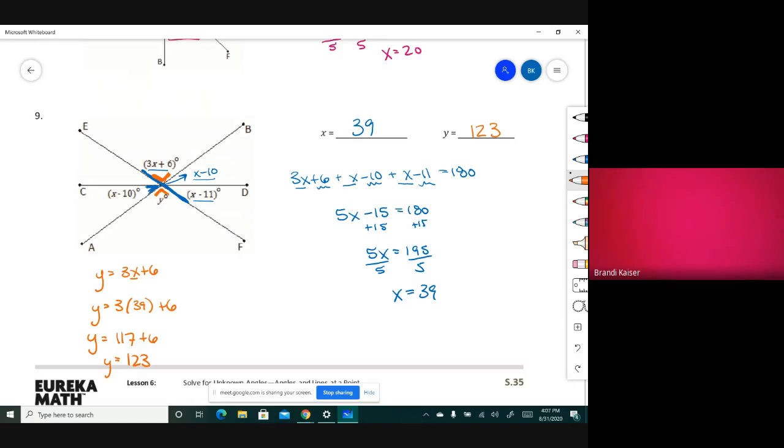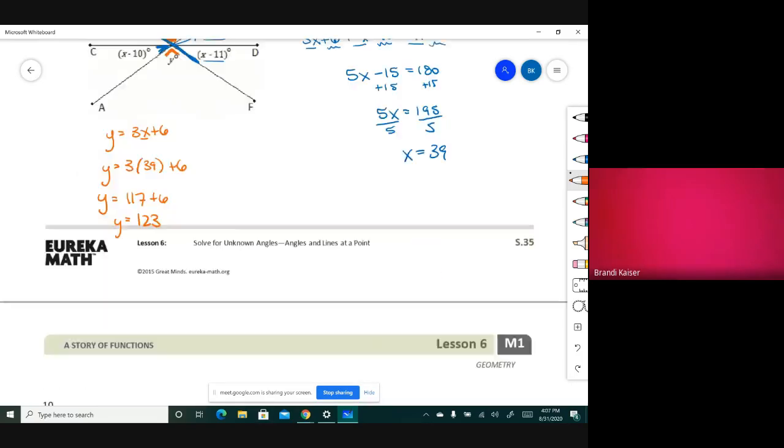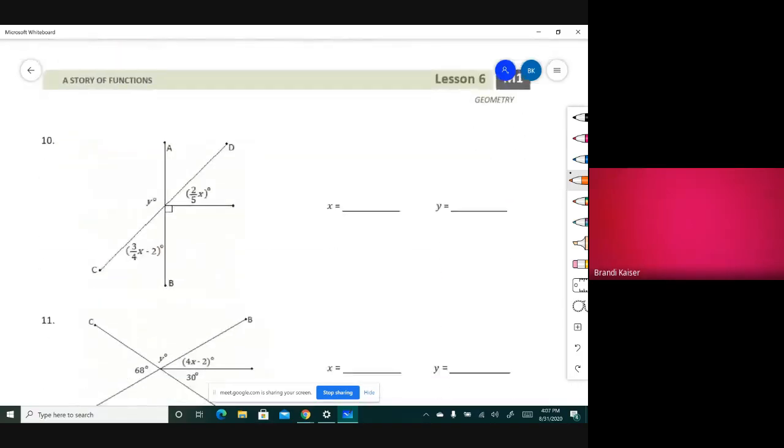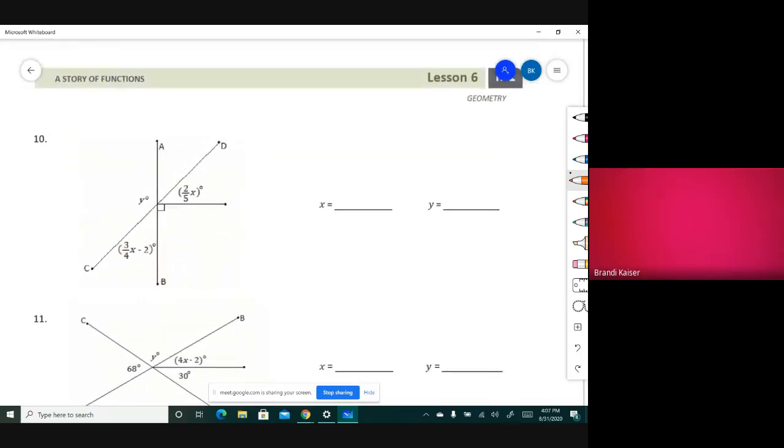Okay. All right. So again, try to use all the relationships that you can. I know it's kind of tough, but just keep trying to make as many relationships as you can here. Okay, so we should have 3 more examples, 10, 11, and 12. For number 10, let's see here. We're finding x and y.